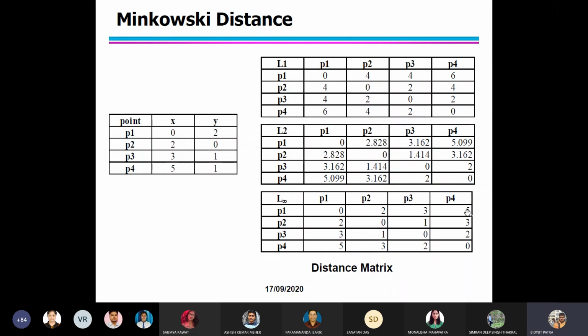Okay, let me take one more example. Let's compute P2, P3. Here the difference is 1, and here the difference is 1. Therefore P2, P3 will be 1. You can take some other example, let's say P3, P4. Here the difference is 2 and here it is 0. So P3, P4 is 2. Okay, so this is something called the L infinity norm.